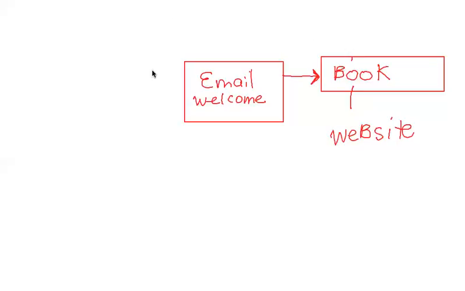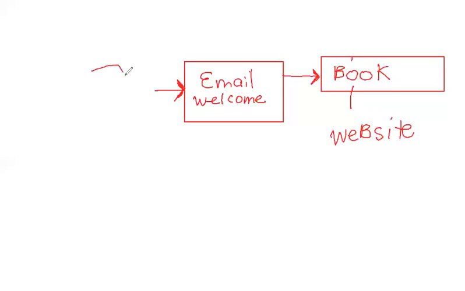Okay, so now we have to hop back over to our whiteboard and figure out, all right, how are we going to get the names now into this email list, which is going to trigger that autoresponder sequence?